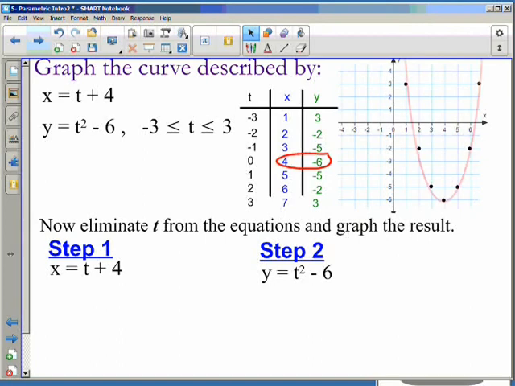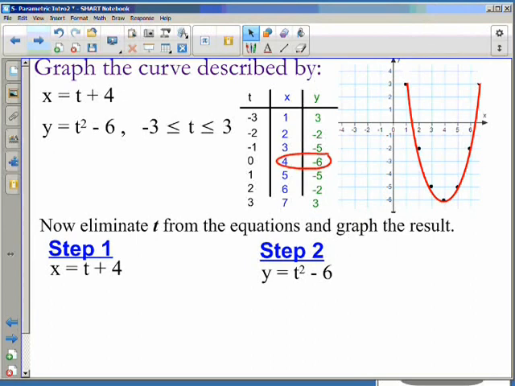If we were to connect these dots, we would see starting from t is -3 all the way up to t is 3, we get a parabola. Looks like this. And in fact, our values go for domain from 1 to 7, and the range from 3 to 3, or actually I should say -6 to 3.